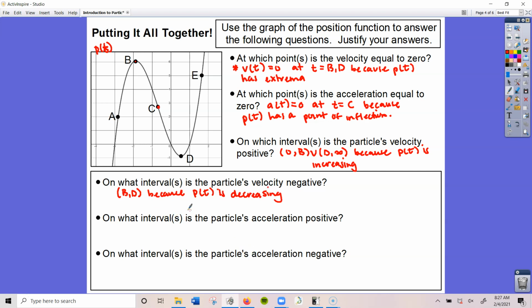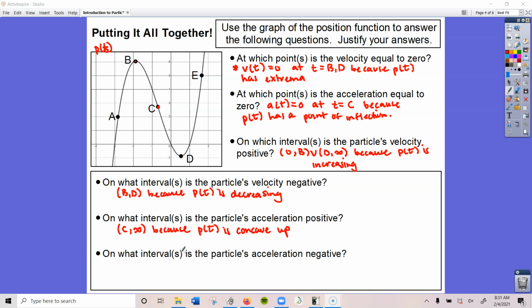Now, on what interval is the particle's acceleration positive? Acceleration, second derivative. If the second derivative is positive, that means my function is concave up. So it's concave up from C to infinity. And we would say because P of t is concave up.